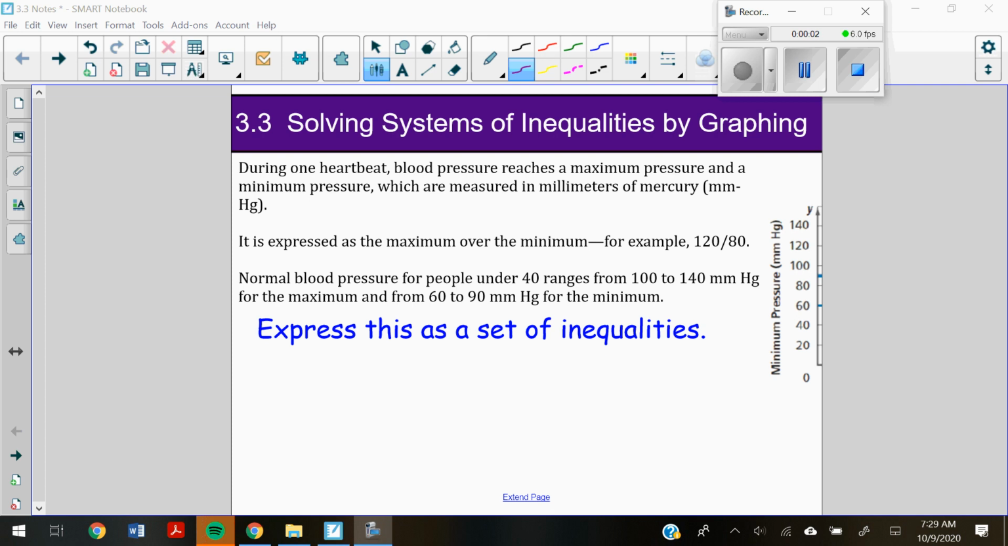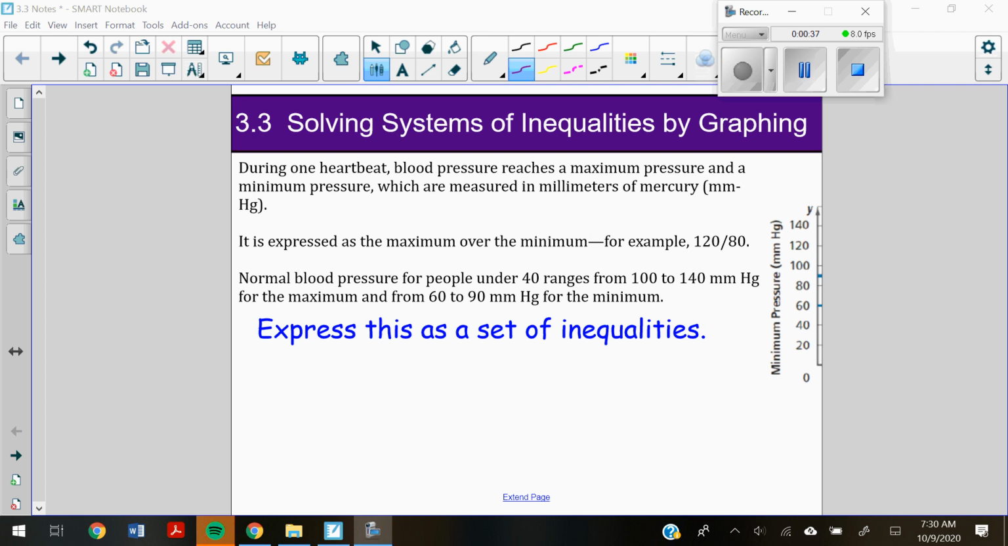All right, ladies and gentlemen, let's rock and roll with 3.3, which is solving systems of inequalities by graphing. So we have already talked about graphing inequalities at the end of chapter 2, and I think it's 2.5 when we talked about graphing inequalities. And so now we're just going to do a system. So 2 or more equations or 2 or more inequalities makes a system. And so we're going to just graph them. So we're just kind of pulling a couple things together.